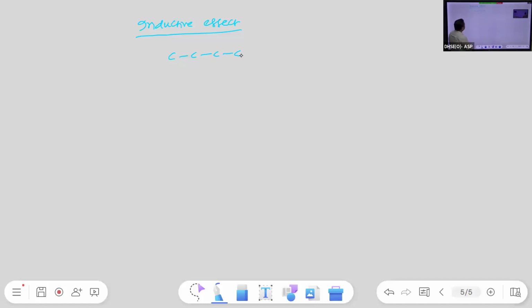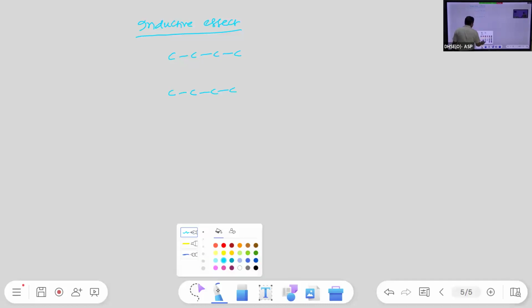Suppose butane, I have not written hydrogen, but hydrogen atoms are there. In butane, all the 4 carbon atoms are identical. So there will be no unequal shifting of electrons, and the electrons are arranged uniformly throughout. There is no inductive effect present here.